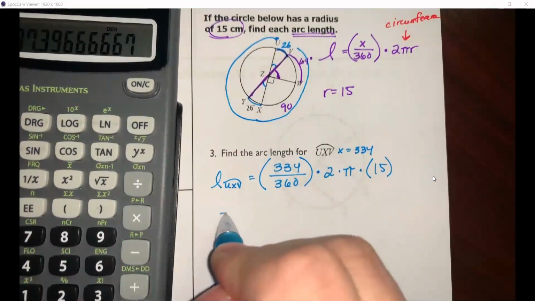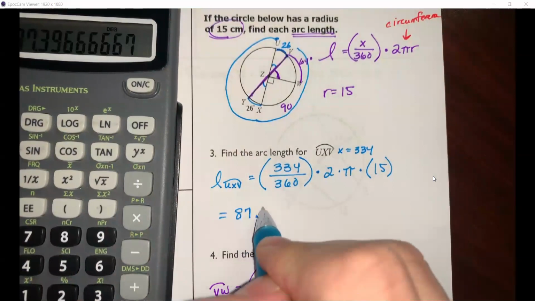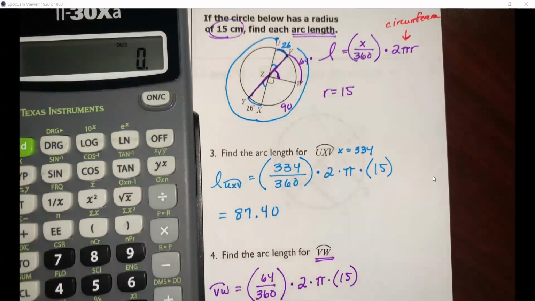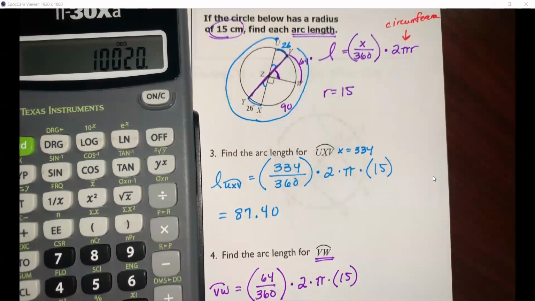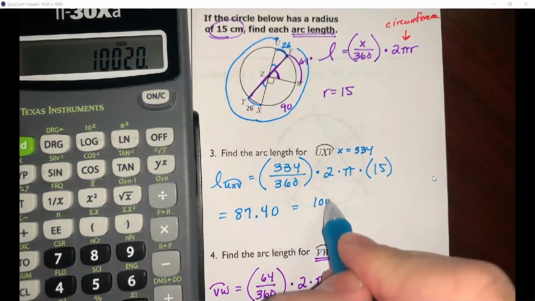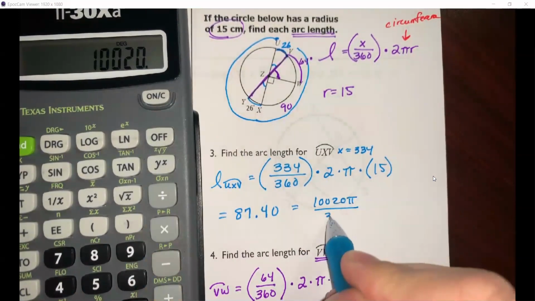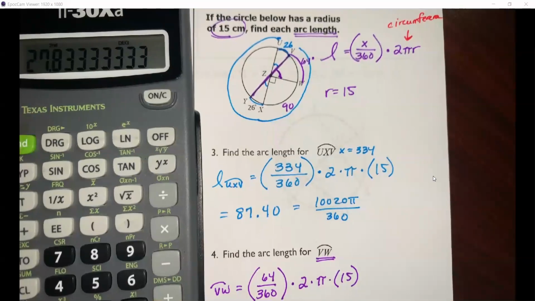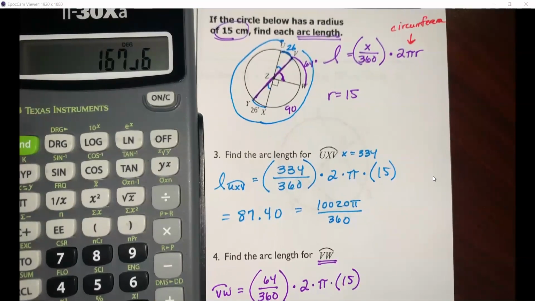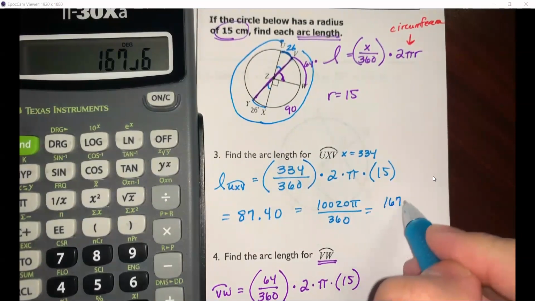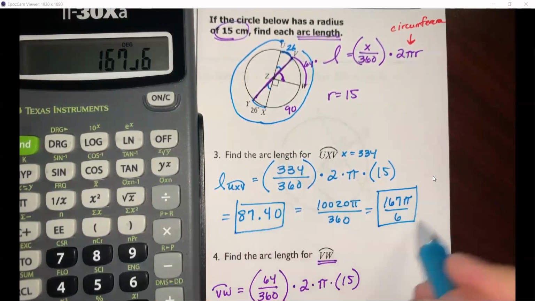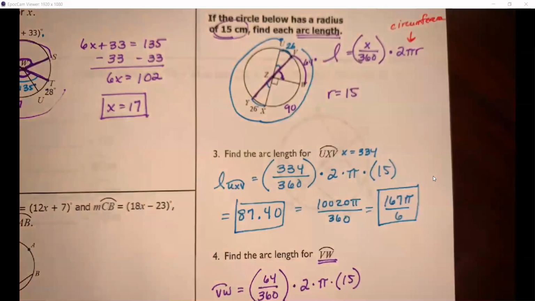And that gives me 87.40. Now, if I did the fraction form, I'll do 334 times 2 times 15, all in the numerator, which is 10020 pi over 360. I'll give you the improper fraction, second arrow, second ABC, and that also gives you 167 pi over 6, for those teachers who want the pi version simplified. All right.